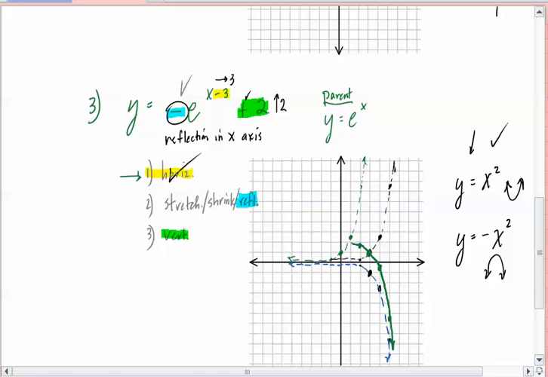And remember, this is going to turn right here and approach an asymptote that is right here, just as if it were the x-axis on the original one. Okay, so my final answer is that dark green.